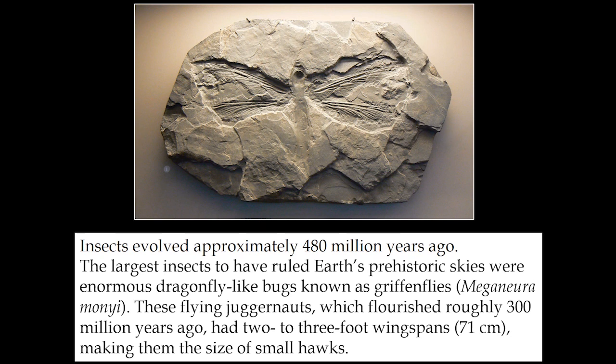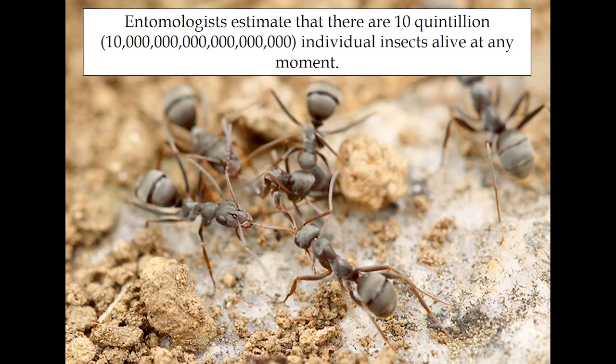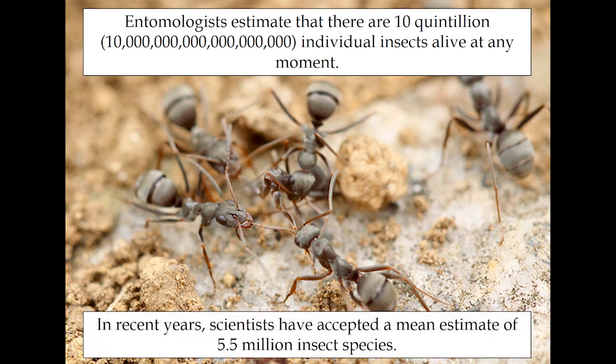I'm showing you an image here of the largest insects to have ruled Earth's prehistoric skies. There are these dragonfly-like bugs known as griffin flies, Meganeuropsis, and they had 2 to 3 foot wingspans. So just imagine insects the size of small hawks. With their spiny front talons, they must have been an intimidating sight in prehistoric skies. Entomologists now estimate that there are 10 quintillion, that's 10 followed by 18 zeros, individual insects alive at any moment on our planet. And in recent years, scientists have accepted a mean estimate of 5.5 million insect species. So we're really living on an insect-dominated Earth.